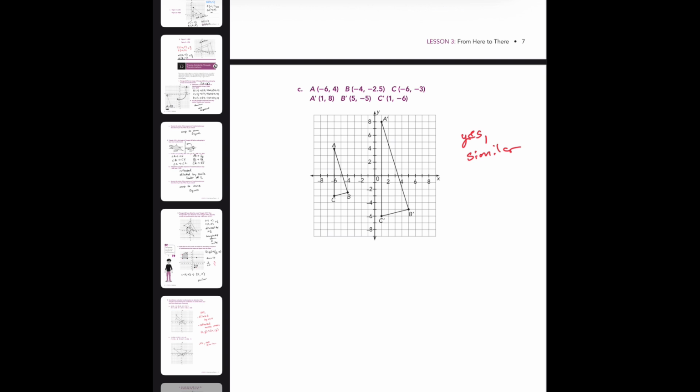And you can dilate the original triangle ABC from the origin as the center of dilation by a scale factor of 2. So dilated by a scale factor of 2. And then you can translate the triangle 13 units to the right. So translated 13 right. So that would be a translation rule of xy becoming x plus 13, y.